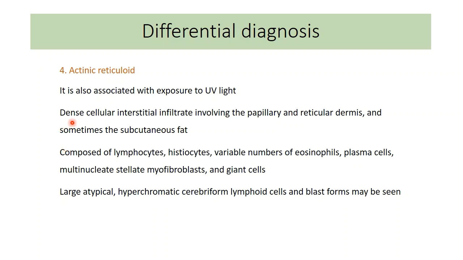Histopathologically, it shows a dense cellular interstitial infiltrate involving the papillary and reticular dermis. It can involve the subcutis, and it is composed of lymphocytes, histiocytes, a variable number of eosinophils, plasma cells, multinucleated stellate myofibroblasts, and giant cells. And these lymphocytes will show atypical features.